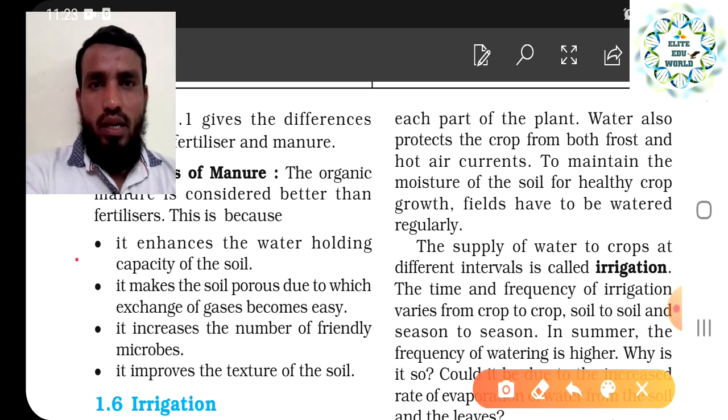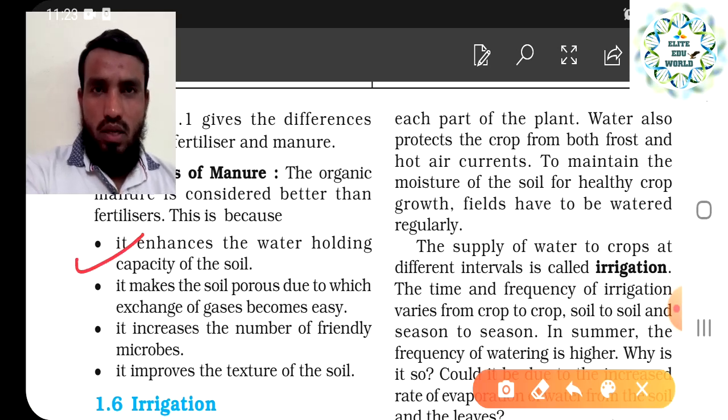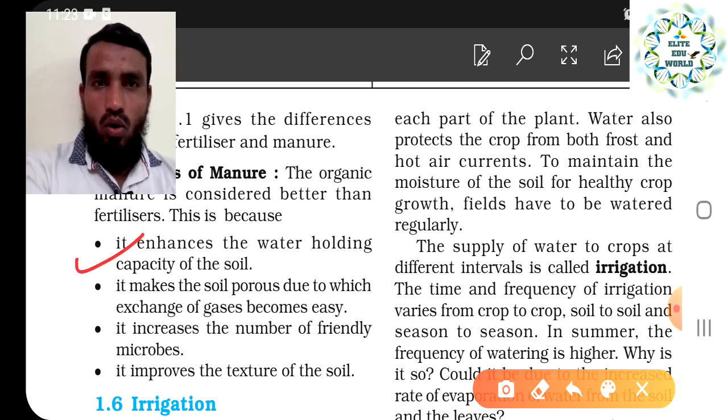Why do we say this is good for us? Water holding capacity is a very important characteristic of the soil. If the soil has the capacity to hold more and more water, it will avoid the loss of water. That is why it is a good characteristic. So if you are using manures, it will enhance the water holding capacity of your soil.